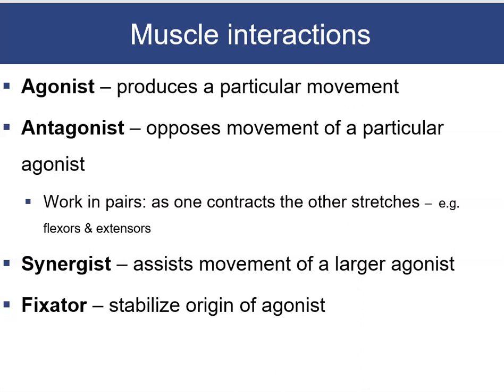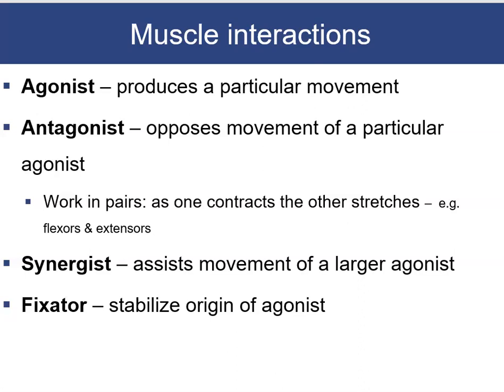So when you're looking at muscles and learning your muscles, this is something to keep in mind. What if I give you an agonist and you know it flexes the elbow, and I ask you for an antagonist, you are going to be looking for a muscle that does the opposite action, that extends the elbow. And in this example, that would be the triceps. Muscles always work in pairs. As one contracts, the other stretches. As one flexes, the other is going to extend.